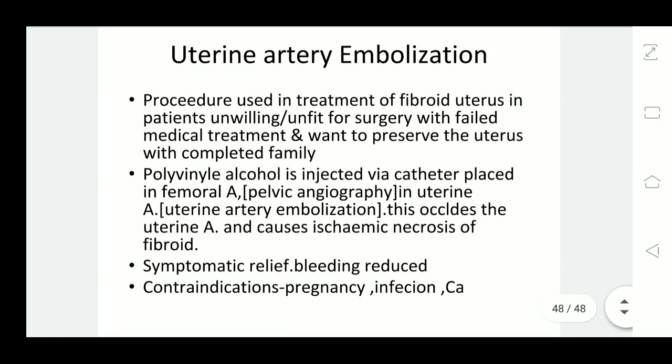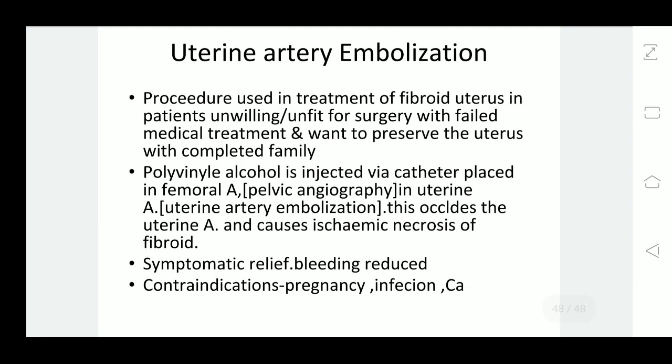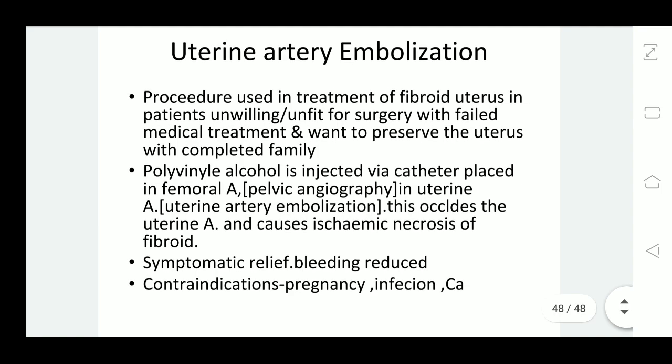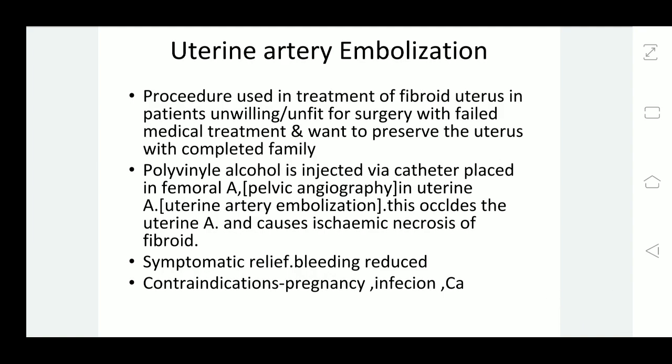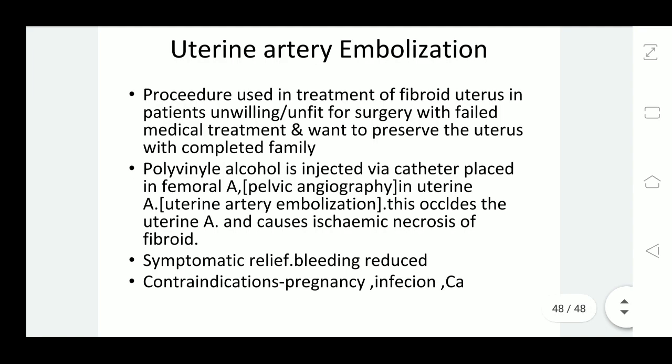This is a procedure which is useful in the treatment of fibroid, where it's a conservative treatment, means uterus is retained. This is done in patients in whom medical treatment has failed and the patient is not willing for surgery. She wants to retain uterus, or it may be that she is unfit for the surgery. In this patient, of course she has completed a family. In this patient we use polyvinyl alcohol to do the uterine artery embolization.